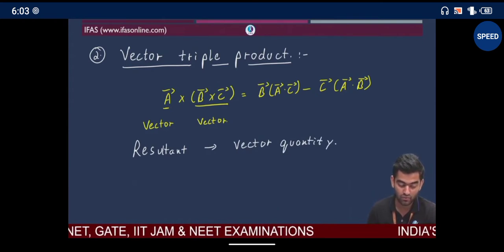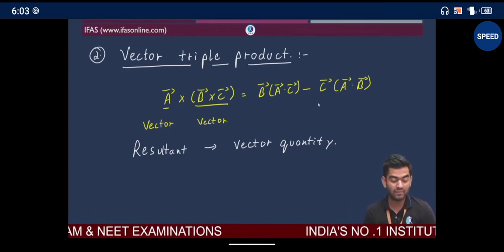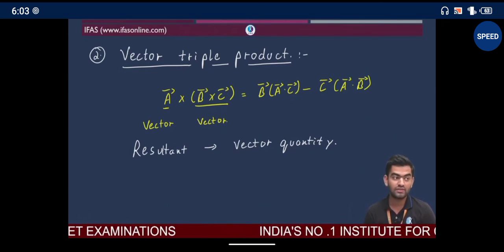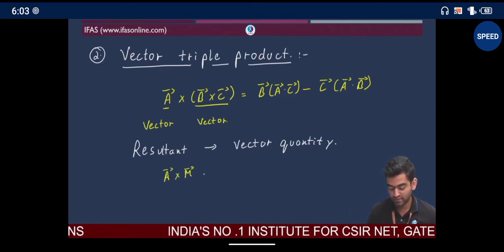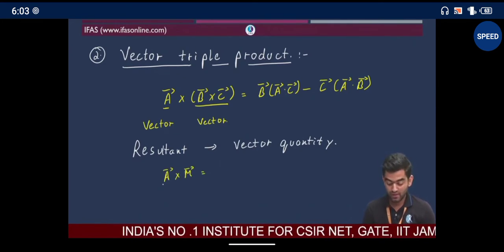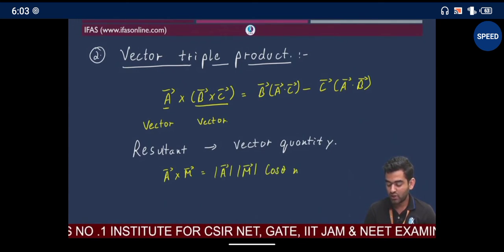So the resultant should be a vector quantity. So the resultant here is a vector quantity by multiplying three vectors consecutively together. Now in this particular scenario, what is happening here is a vector is multiplied with some m vector, which will result into something. But as we already know from the cross product part, that our resultant will be perpendicular to these two vectors.